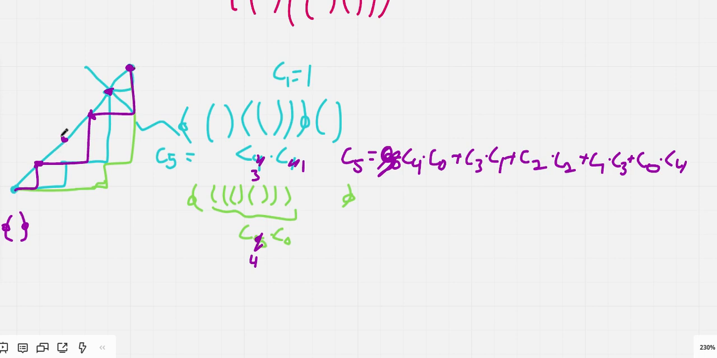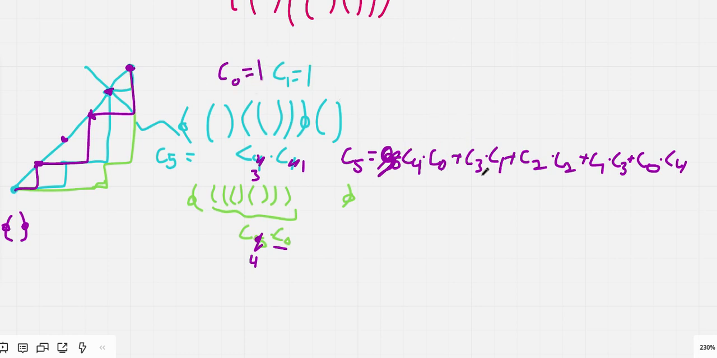And so each case corresponds to its own set of parentheses, where the first one stays constant and then we rearrange the two sets that we create, possibly creating an empty set, which is denoted by C0. So in addition to C1 equals 1, we have C0 equals 1.